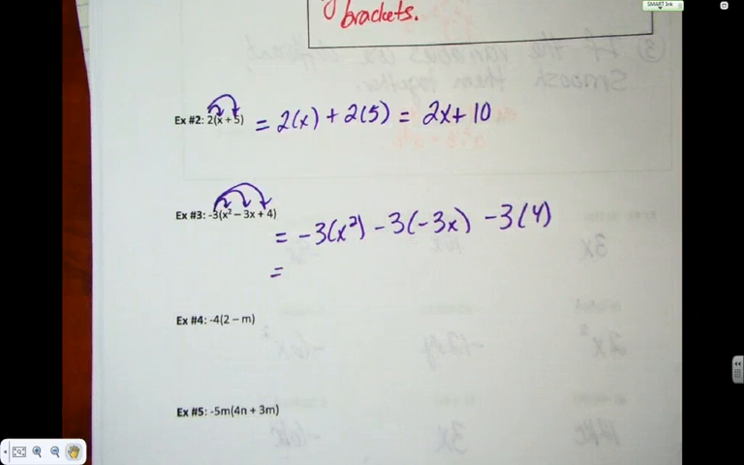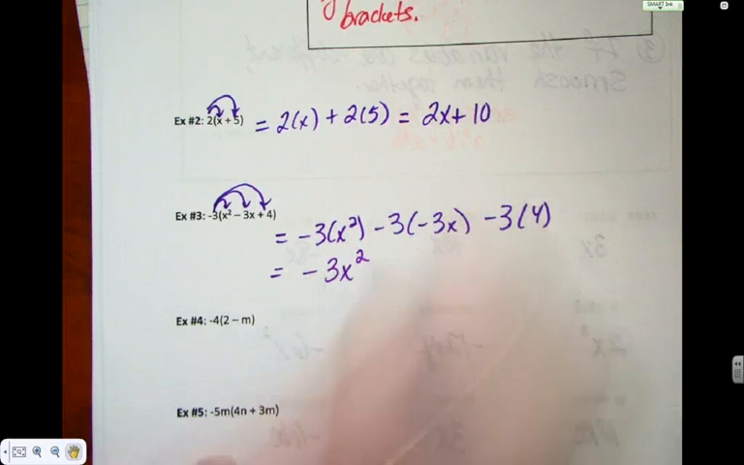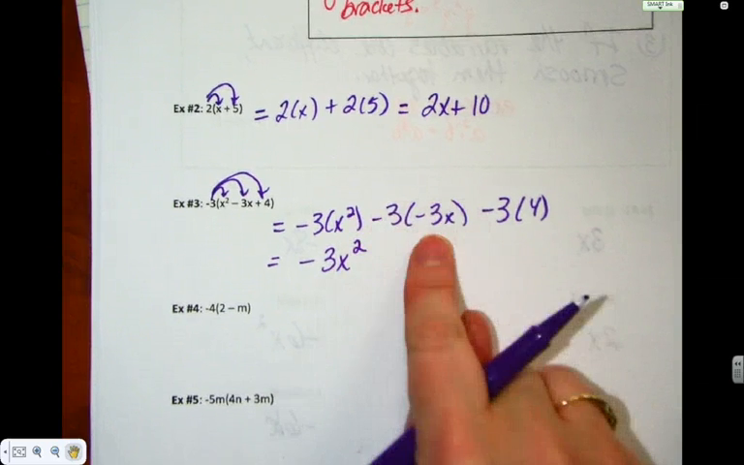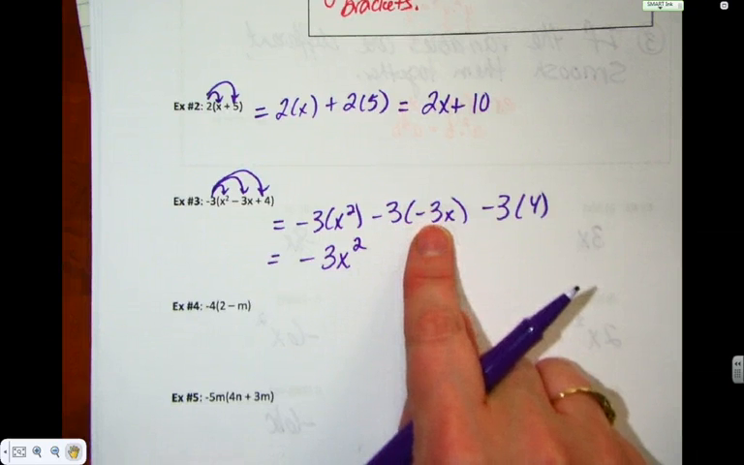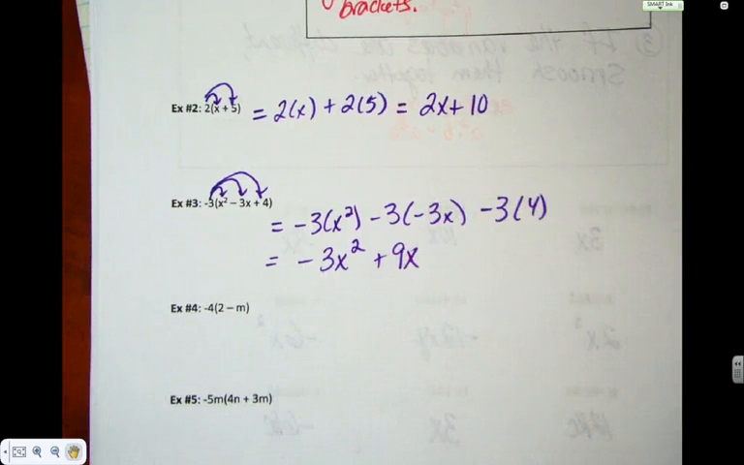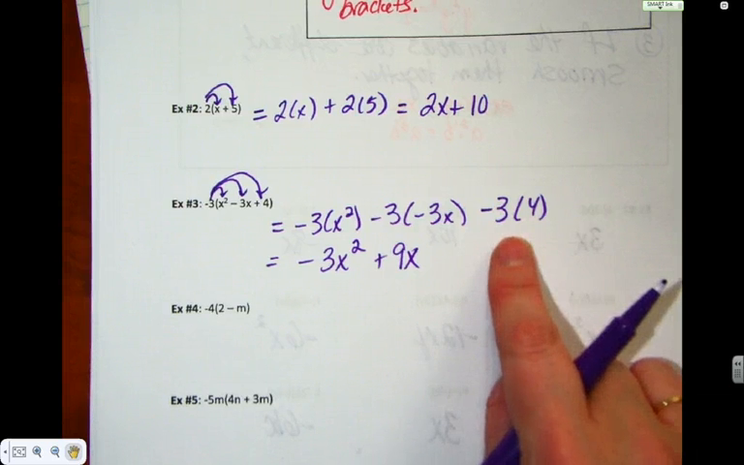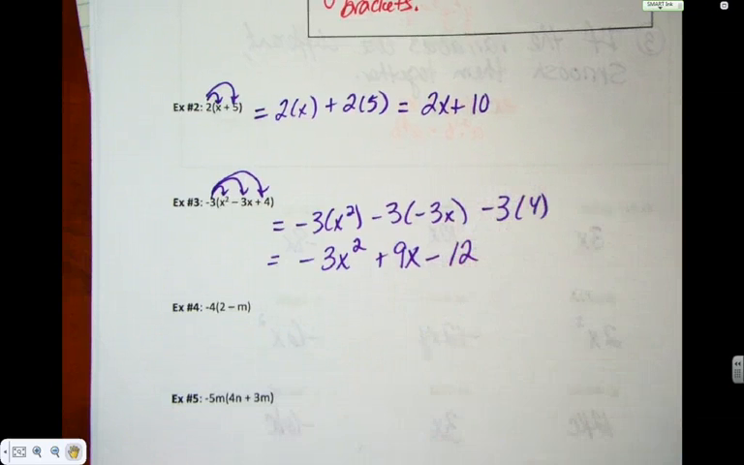Negative 3 times x squared. Smush it together. Negative 3x squared. Second term, I've got a coefficient times coefficient, so negative 3 times negative 3. Positive 9. What do I do with the x that's hanging out there? Just smush them with the 9, 9x. The last term, I've got a negative 3 times 4. That's just a number times a number, which gives me negative 12.